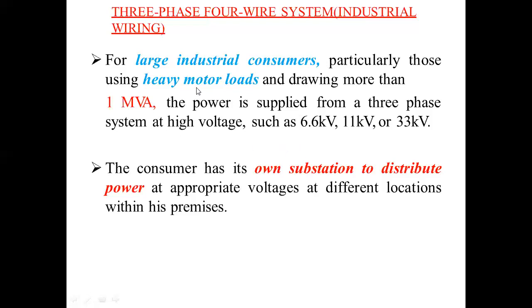To run the heavy motor loads, the consumer has its own substation to distribute the power at appropriate voltages at different locations within its premises. So we require the substation to decrease the voltage as per the requirement. 6.6 kV we can step down, 11 kV we can step down, or 33 kV, and so on. As per the requirement, we step down and distribute the electrical power to the consumers.